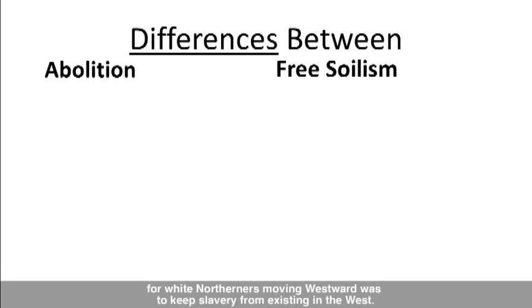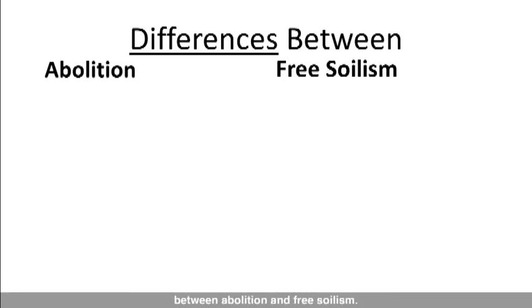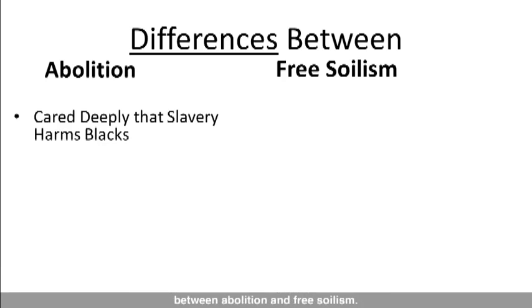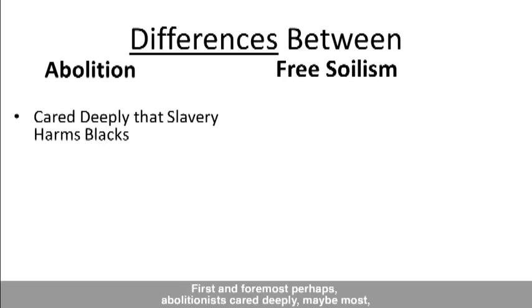So while they agreed considerably on some key points, there was also important differences between abolition and free soilism. First and foremost, perhaps, abolitionists cared deeply, maybe most, that slavery gravely harmed blacks, was so bestial and cruel to them.